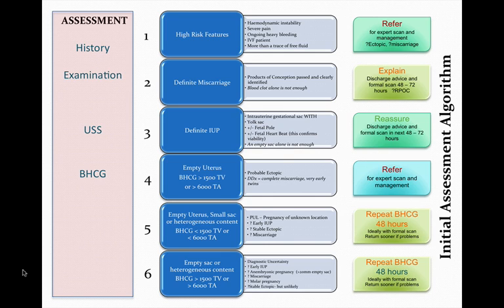This is the initial assessment algorithm that we're going to deal with and go through during this lecture. On the left-hand side, you can see that we start by assessing patients with history and examination. Then we go into ultrasound and check a beta HCG. There are a number of steps that we go through. If there are high-risk features, so ectopic's likely, they go off for a scan. If it's a definite miscarriage, we can deal with that. If it's a definite intrauterine pregnancy, we can discharge them. If it's an empty uterus, then things get more complicated. We'll need to go through this in more detail.